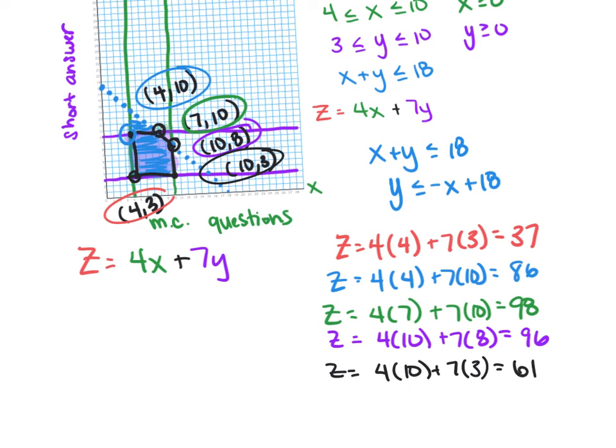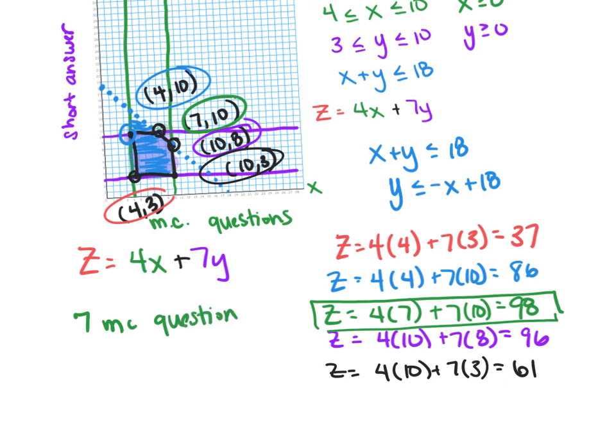So here we want to find the maximum score. We're actually maximizing right here. So here we answer 7 multiple choice questions and 10 short answer questions. That'll maximize it with a score of 98 points.